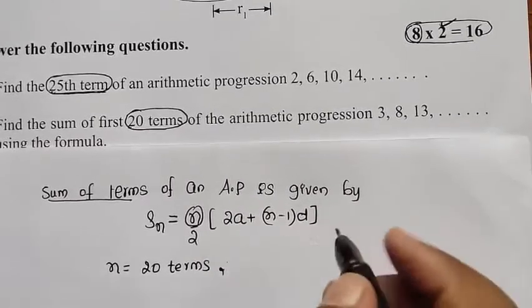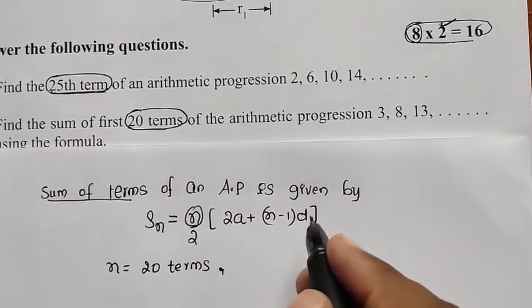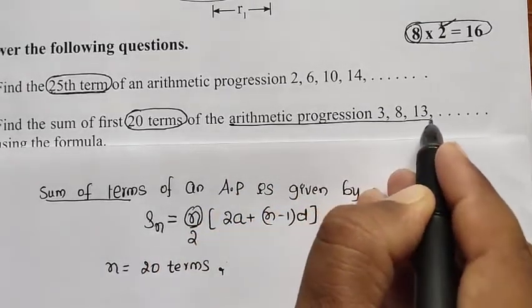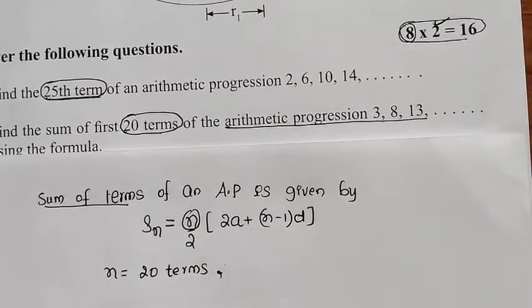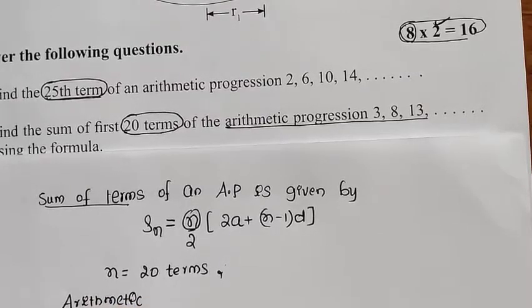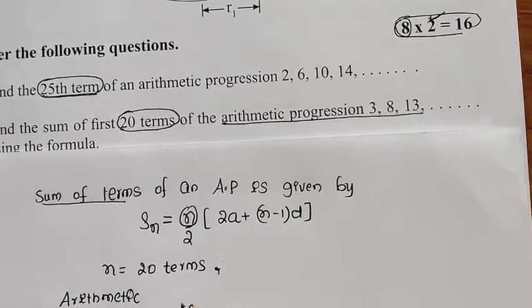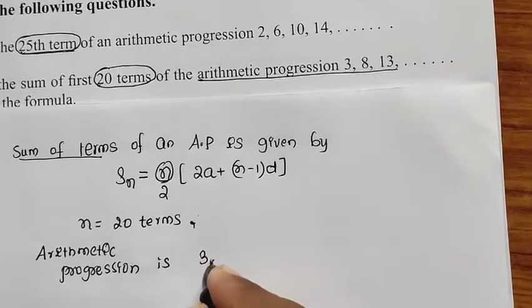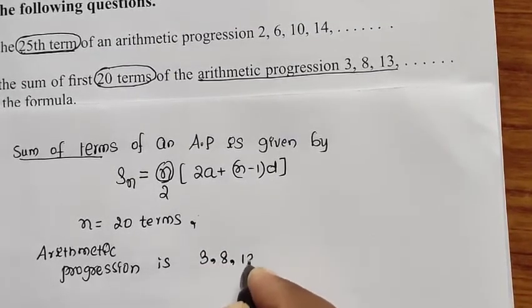Okay, and so they gave the AP also. What is the arithmetic progression in the question? 3, 8, 13, and so on. So write down here, the arithmetic progression is 3, 8, 13, and so on.